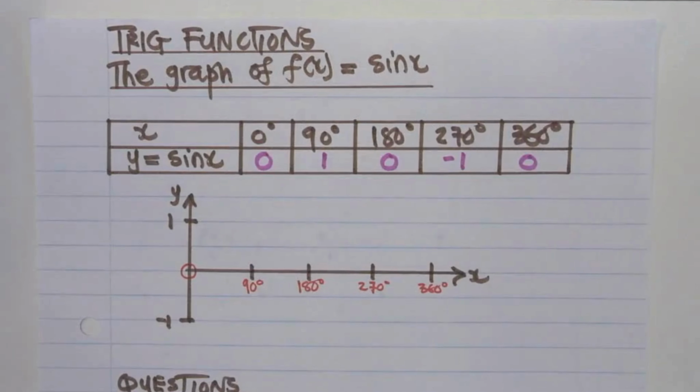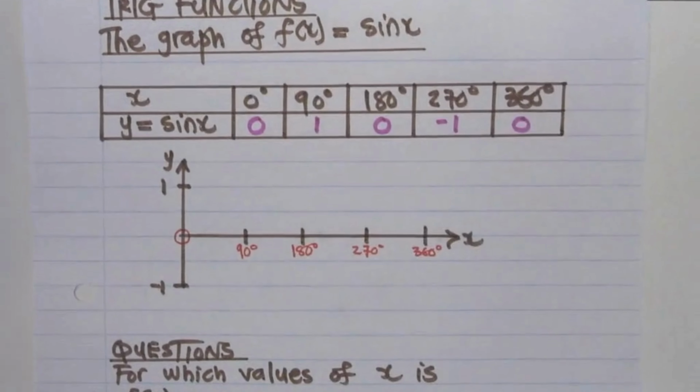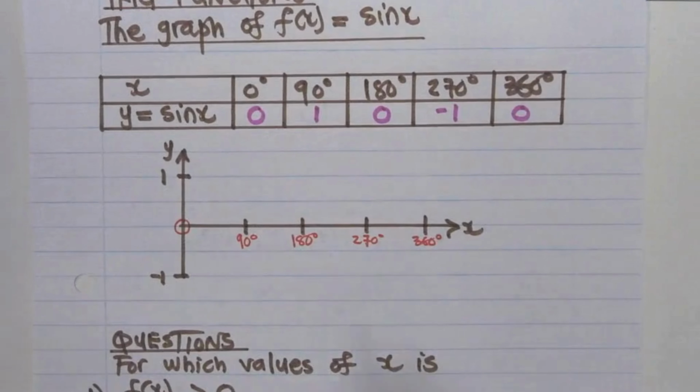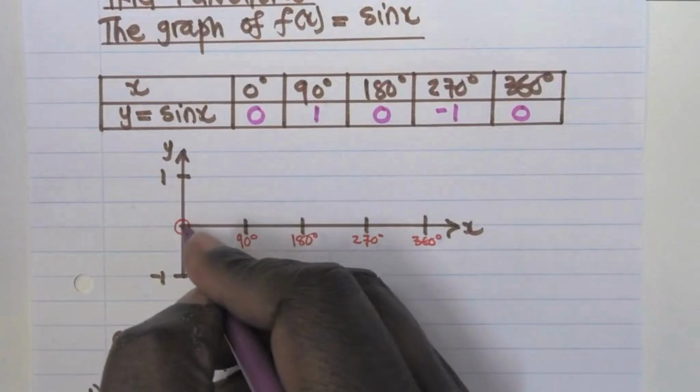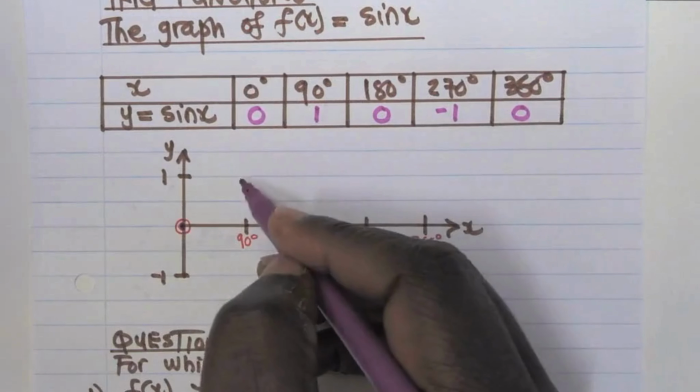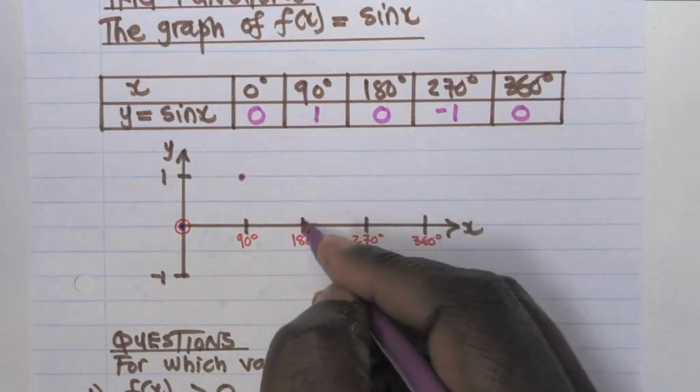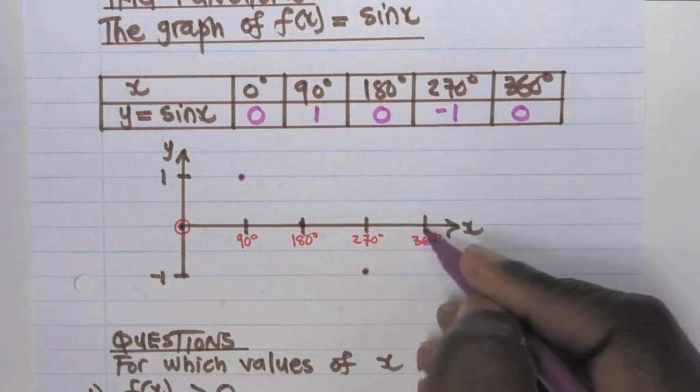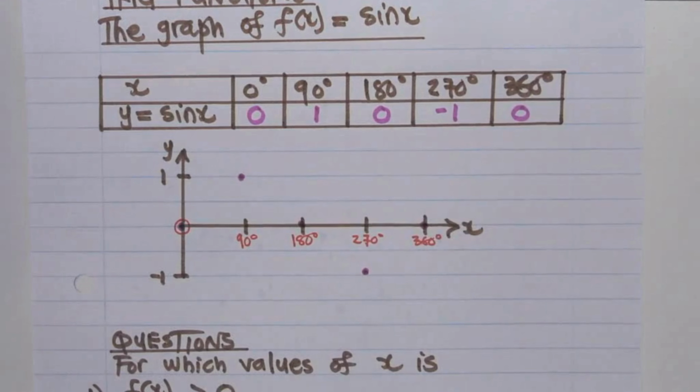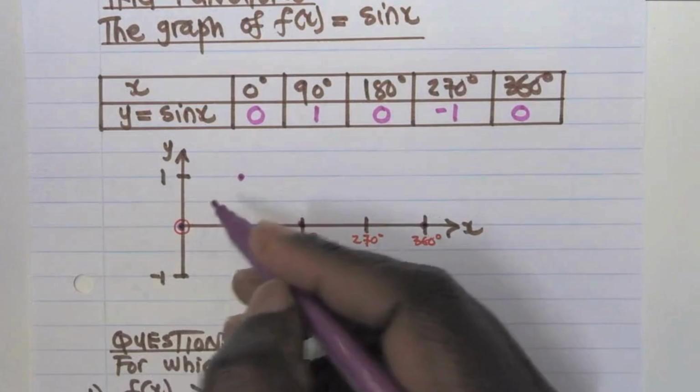After this, I now need to draw my graph. Let's put it on the Cartesian plane. Now we need to join these points, but when we join these points, we need to do that using freehand.